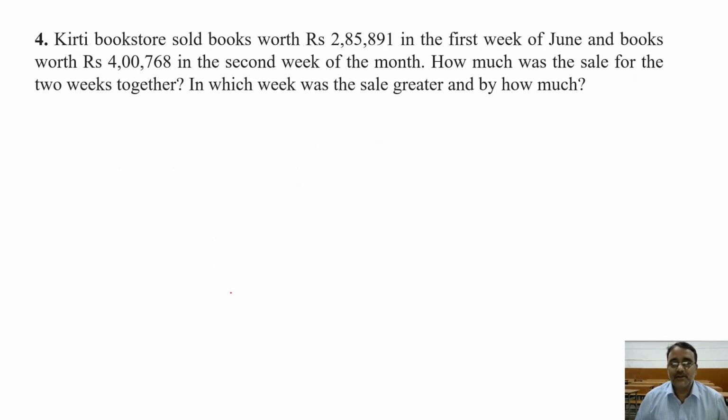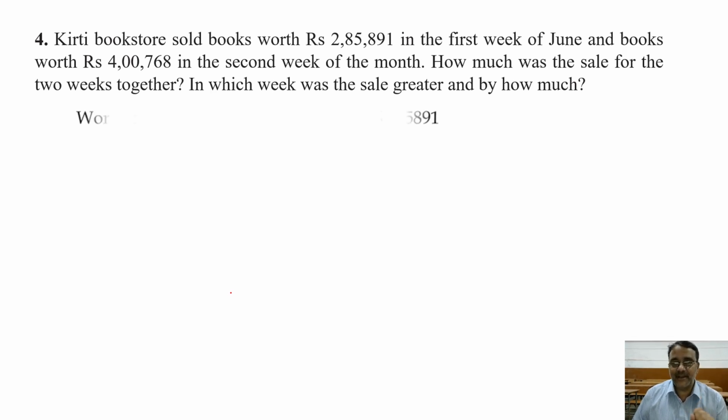Kirti Bookstore sold books worth rupees 2,85,891 in the first week of June, and books worth rupees 4,07,768 in the second week of the month. How much was the sale for the 2 weeks together? In which week was the sale greater and by how much? So this is the question, the combination of addition and subtraction.